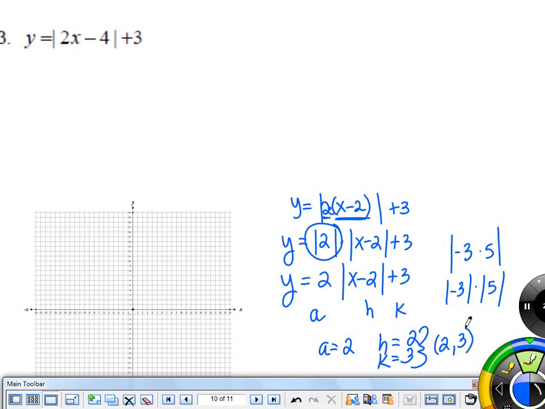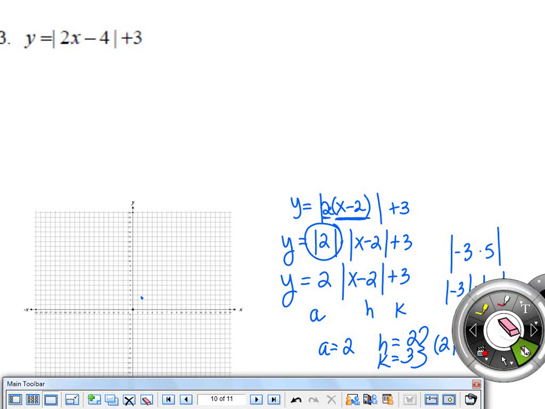So I'm going to start my graph at the point 2, 3. So you guys can make your own x and y axis and just plot this point. All right, and then plot the point 2, 3.